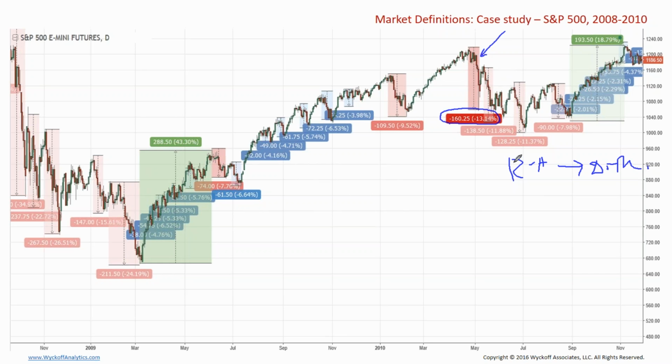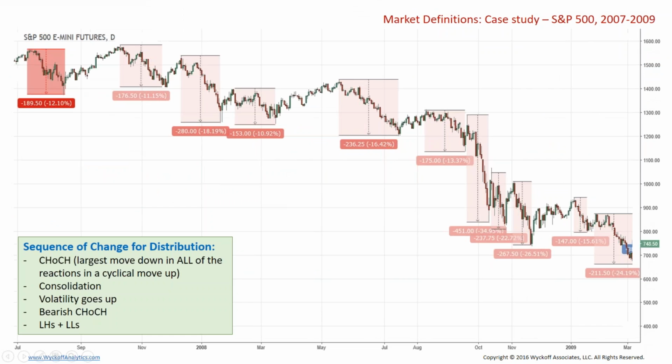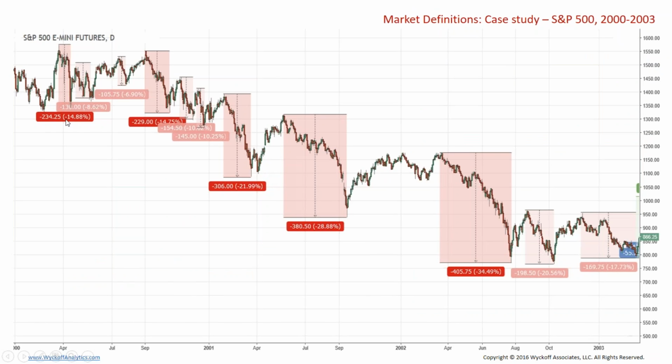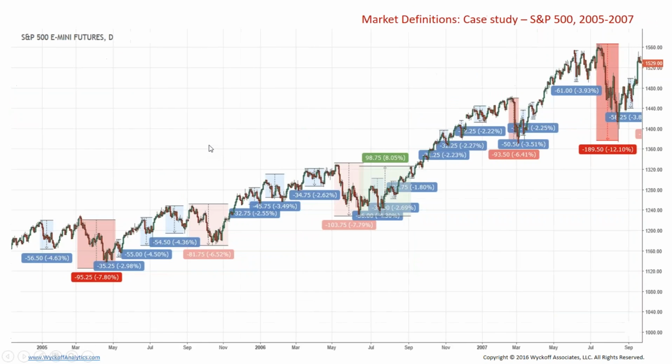It's in line with the declines that we had in 2007 for a major change of character before the bear move. Let me just refresh your memory here. I'm talking about this change of character, 12%, and look at what's happening afterwards. Volatility is increasing, increasing, increasing. Then also here in 2014, 15%, and then volatility just increasing, increasing, increasing.